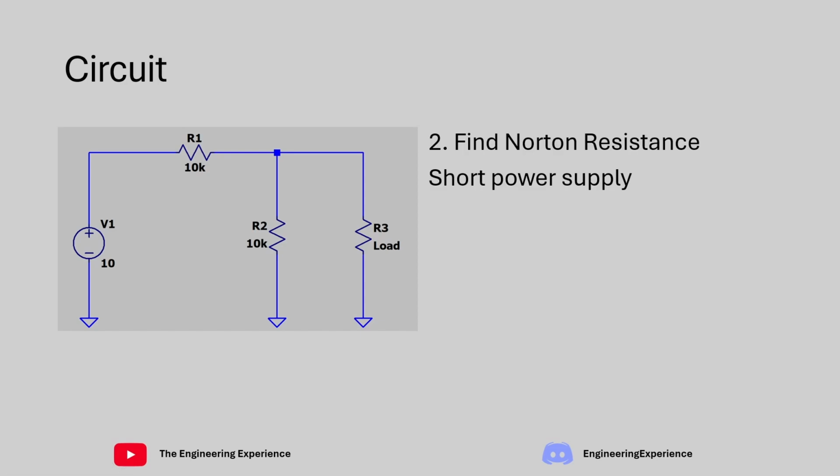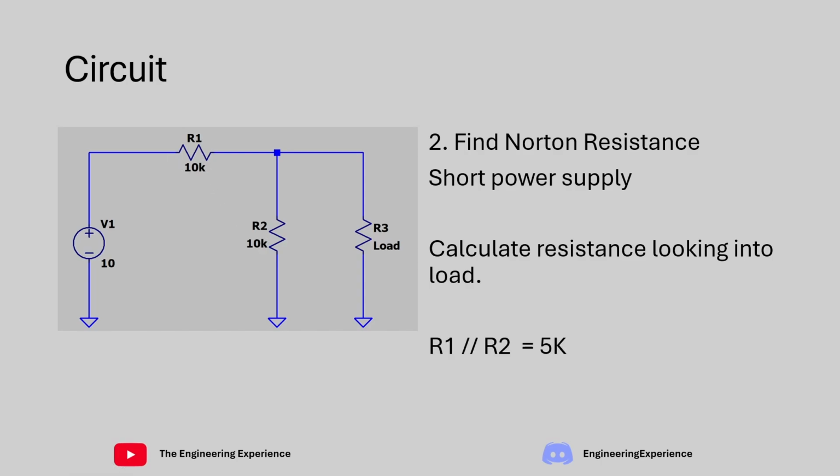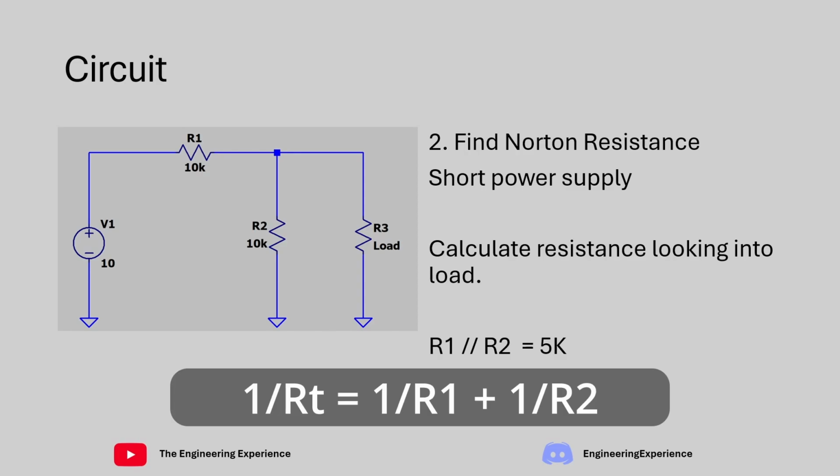After calculating the Norton current, we can find the Norton resistance. In order to do this, we need to short out the power supply, and then we calculate the resistance looking into the load nodes, so from here to here. Imagine this power supply is shorted out, so we have a straight wire to ground and we're looking into this node. We see R2 is connected to ground here and R1 is connected to ground here. So we have two 10K resistors in parallel, for which the combined resistance is 5 kilo ohms, using the 1 over RT equals 1 over R1 plus 1 over R2 equation.